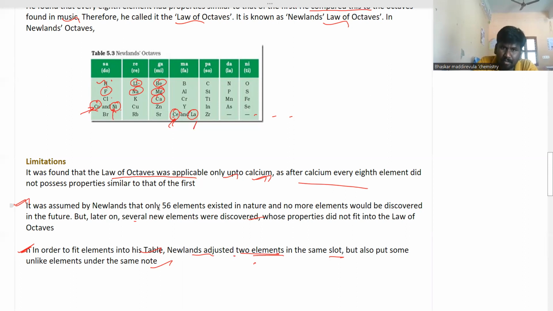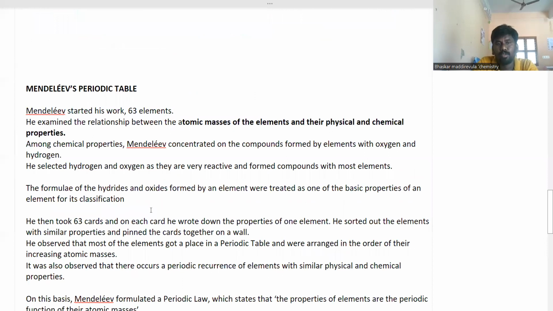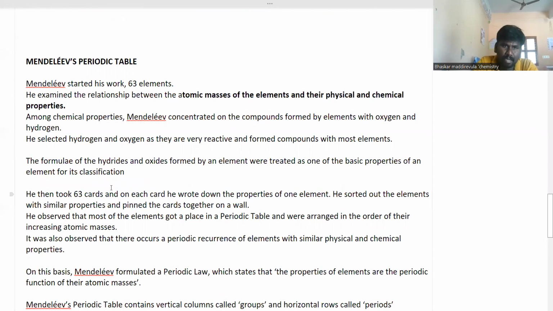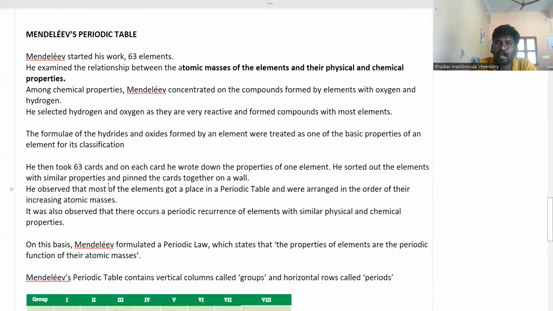To overcome these limitations, we have one more new table, that is Mendeleev's periodic table. Now, Mendeleev started his work with 63 elements. He examined the relation between the atomic mass of the elements and their physical and chemical properties. While classifying the elements, he examined their physical and chemical properties.